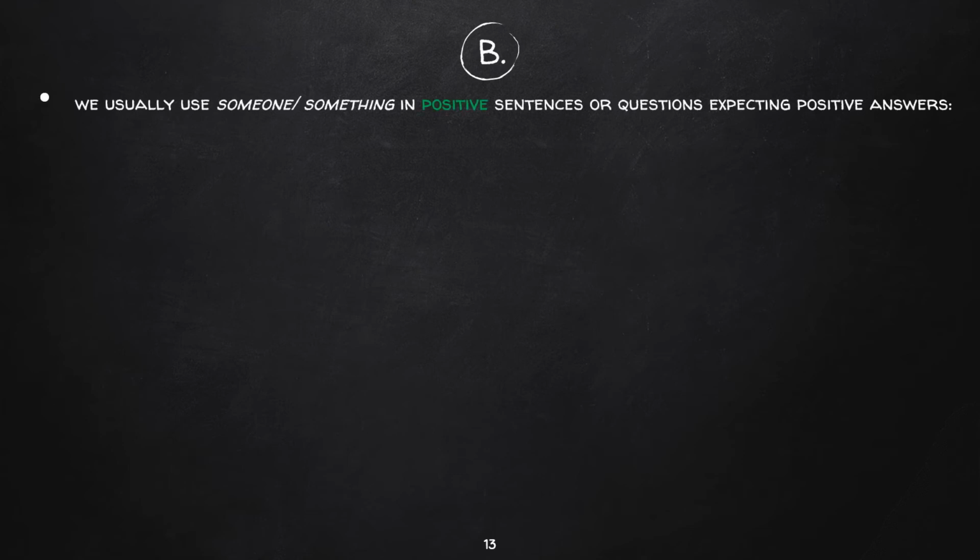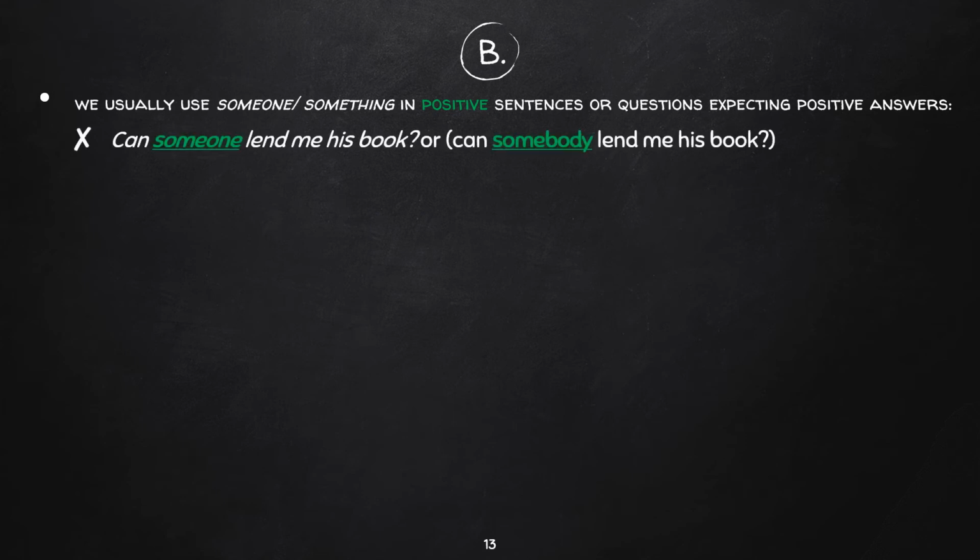We usually use someone, something in positive sentences or questions expecting positive answers. For example, can someone lend me his book? Or can somebody lend me his book? In this sentence, the speaker is not expecting a no for an answer, so he's expecting a positive answer. That's why we use someone. Another example, my sister is looking for something more casual. This is a positive sentence.